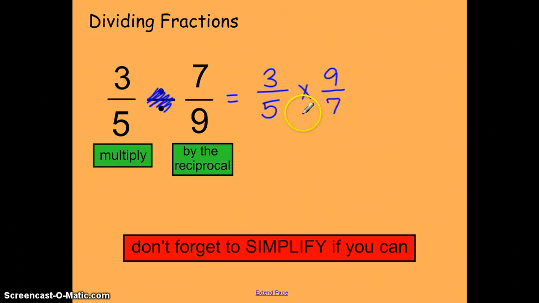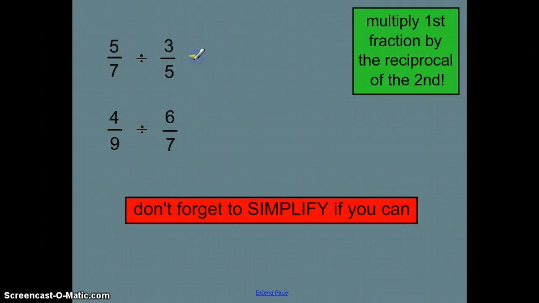Now we've got a multiplication problem like we've done before, and we'll multiply across the numerators. So 3 times 9 is 27, and we'll multiply across the denominators. 5 times 7 is 35. Then we need to check, is this simplified? Are there any numbers that go into both 27 and 35? And fortunately there aren't, so this is in lowest terms, and we're done. Here are two more. We're going to multiply the first fraction by the reciprocal of the second.